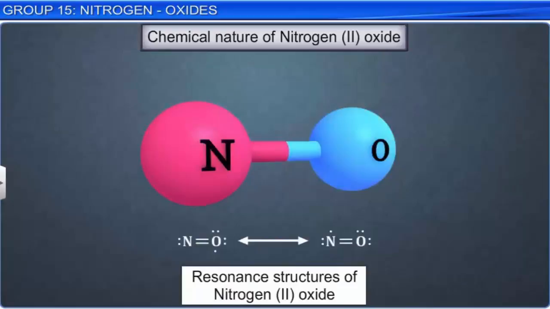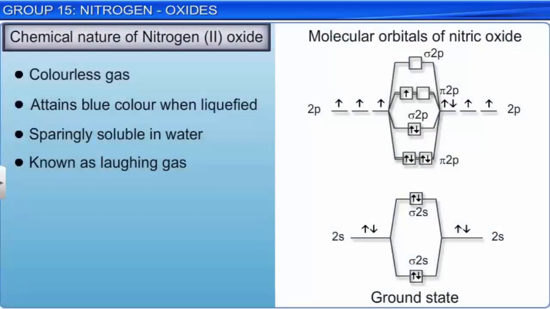Note the structure of nitric oxide, which is a resonance hybrid of the two forms represented here. The bond length is 115 picometers, which is intermediate between double bond and triple bond. From the structure, it is evident that nitric oxide is paramagnetic in nature due to the presence of an unpaired electron.